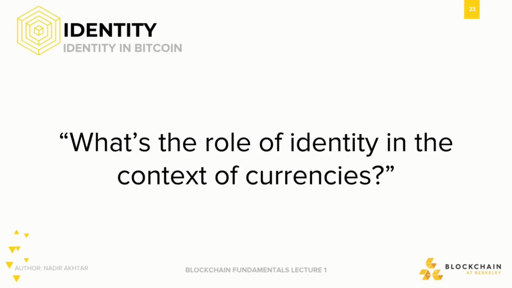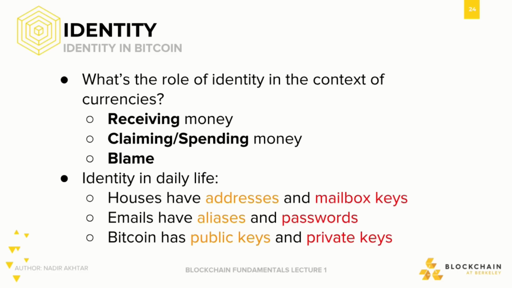Exactly, right. Okay, so here's basically what you guys said. We need to use this identity to receive money and claim money that's ours, and we need to assign blame. What I mean by that is if something happened in the past and someone signed off on a transaction, we need to be able to point to that person and say, hey, you did this because we have a signature proving that you were the one that did it.